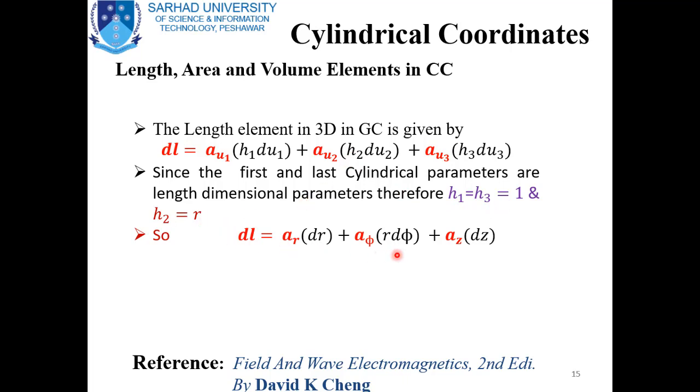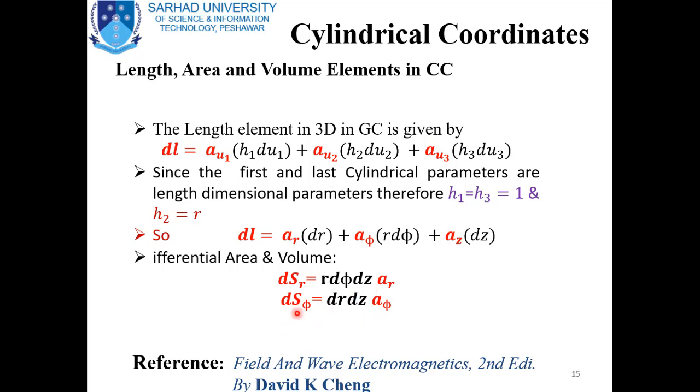So this is the length element in cylindrical coordinates, and we have three different areas, in which one area is parallel to the r direction, so this area must be made by the phi and z elements, and we will have r d phi dz. This area is in the direction of the radial component, and this is the magnitude part of that area, and this is the directional part of the area.